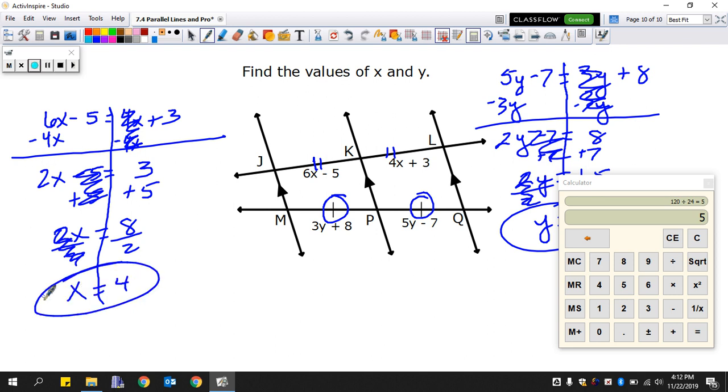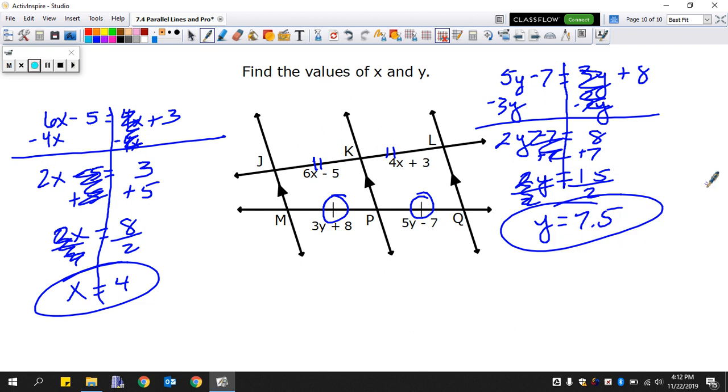So we know that y is equal to 7.5 and x is equal to 4.